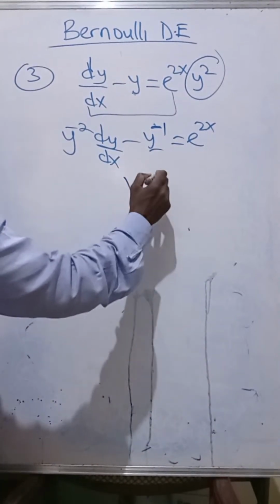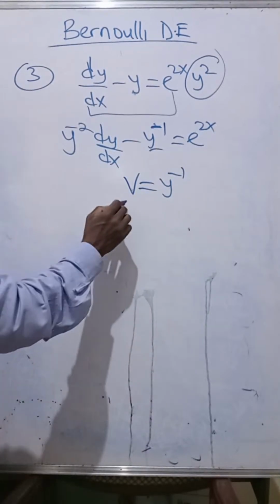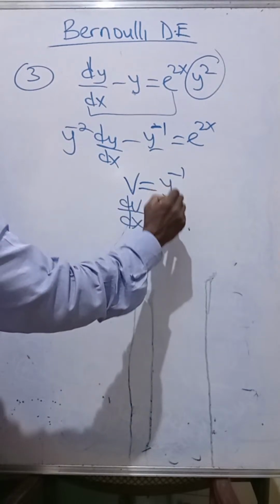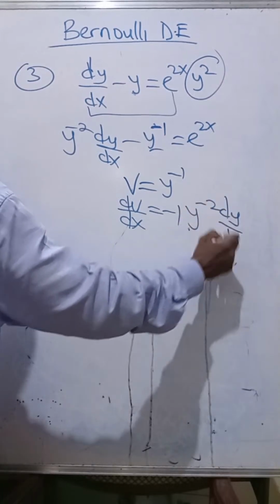Call it v equal to this, and differentiate this one implicitly, and that will be dv dx is equal to what? Minus y to the power minus 2 dy dx.